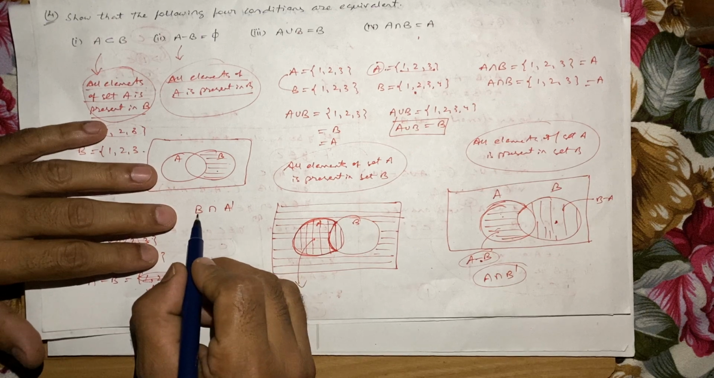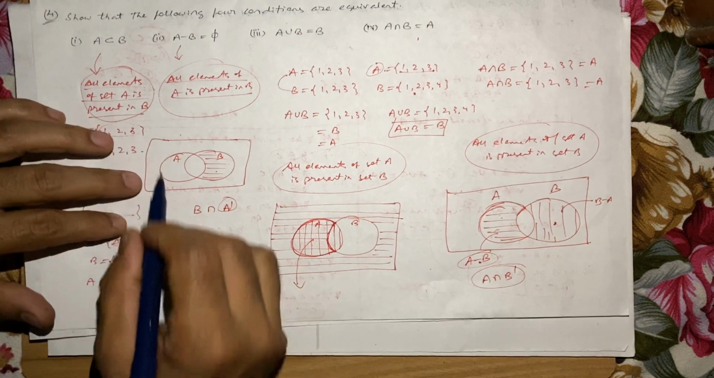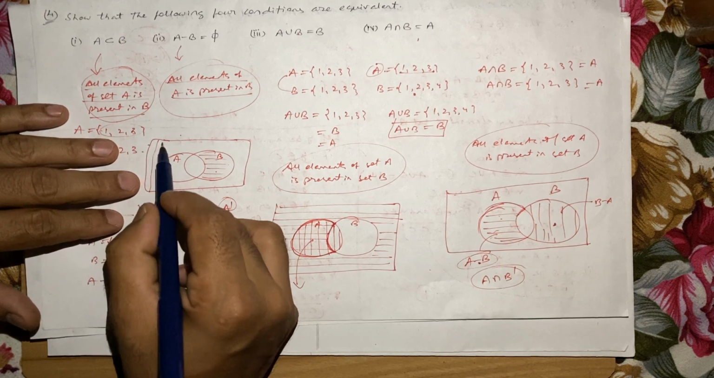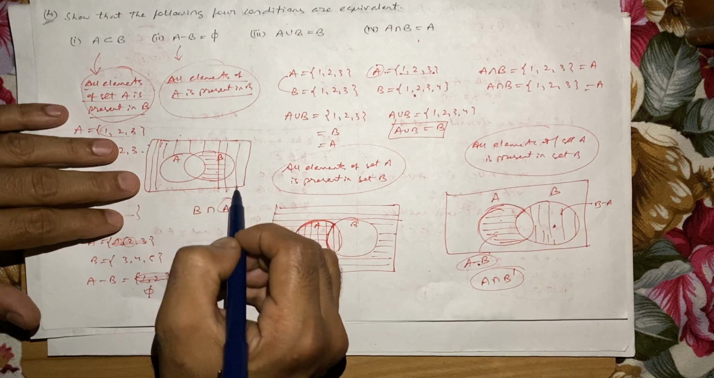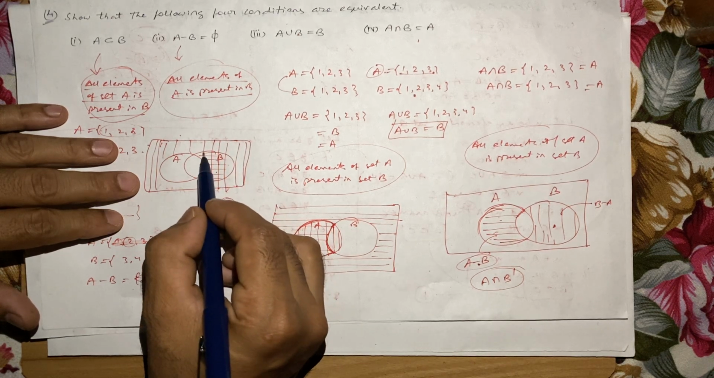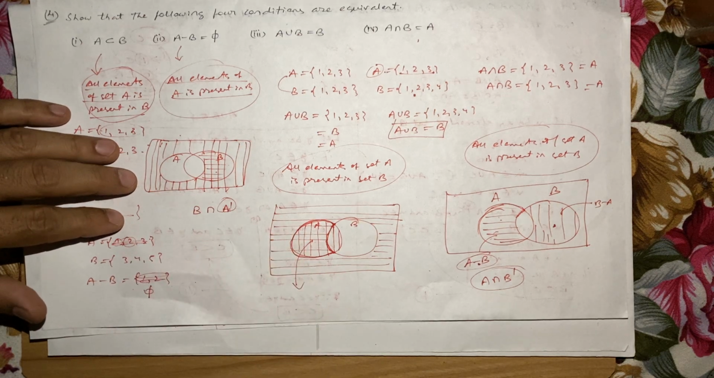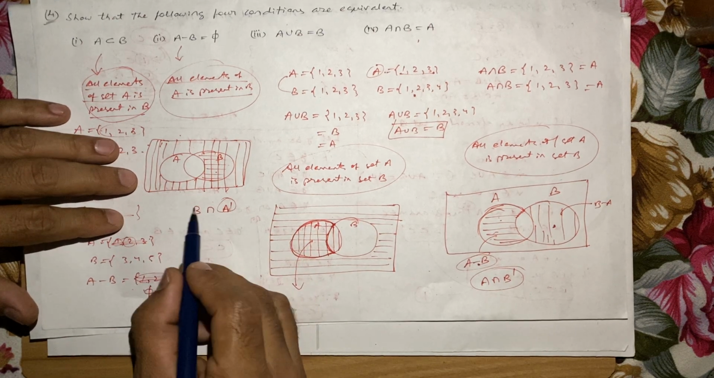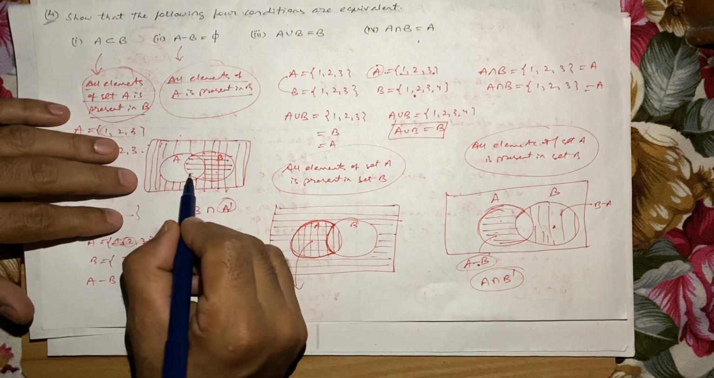Check here. Intersection A dash. So what is A dash? A dash means all the region that is outside of A, right? All the region that is outside of A, in this way. This is all the region that is present outside A. Now what is B? B is this whole set B.